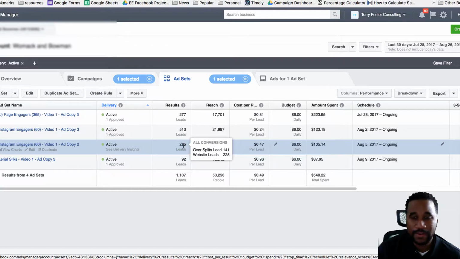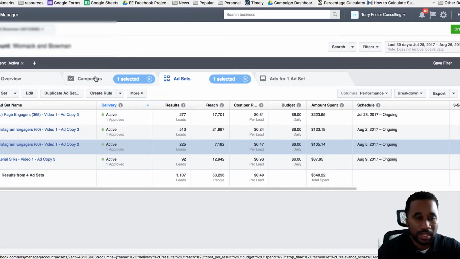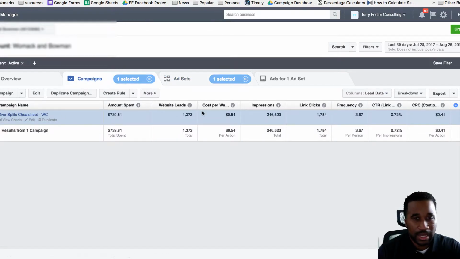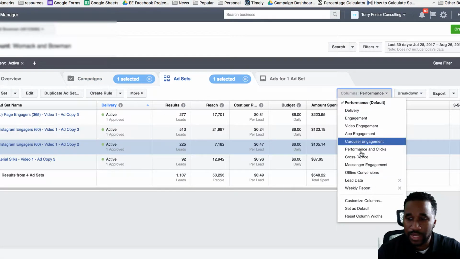Okay, and this looks like it was just an issue with the way that the columns were set up, because the type of lead that I'm really going for on this campaign is oversplit leads, because that's the type of campaign it is. So really it's 140 leads and not 225. So those numbers are a bit exaggerated. So make sure that when you're looking at your data, you're looking at the right columns.